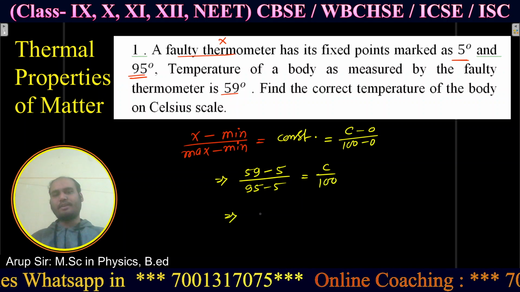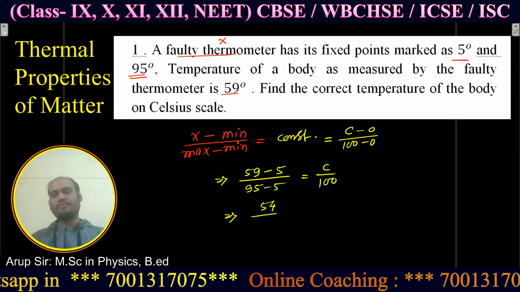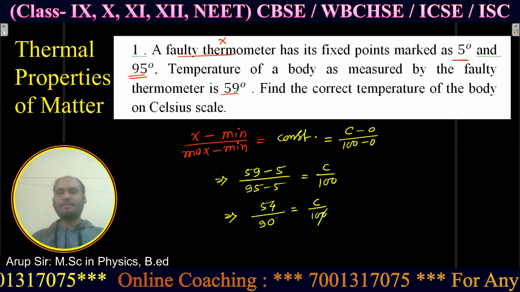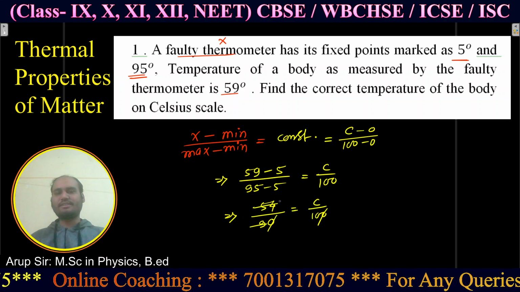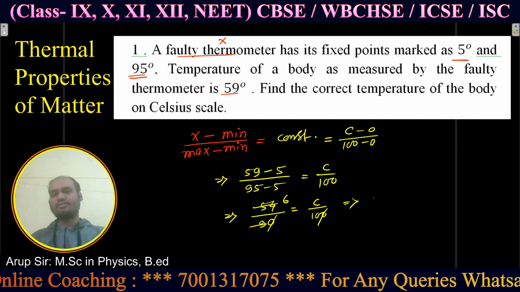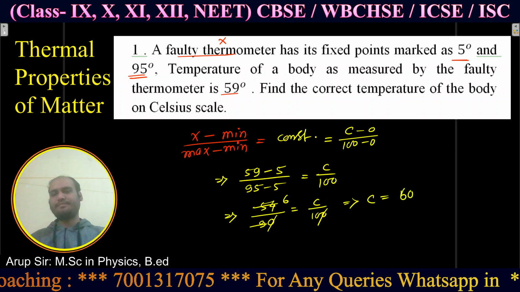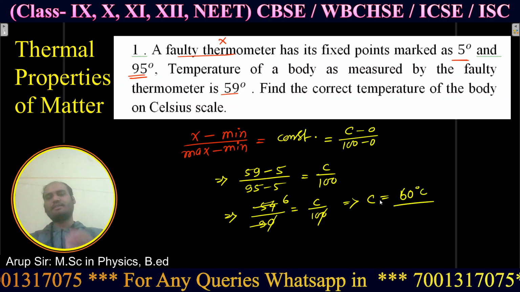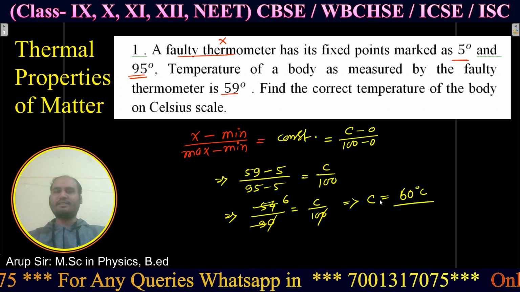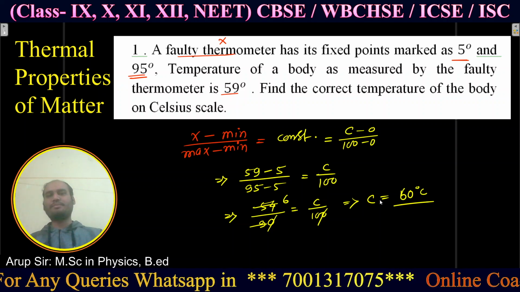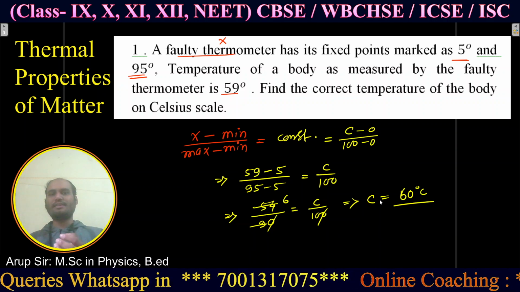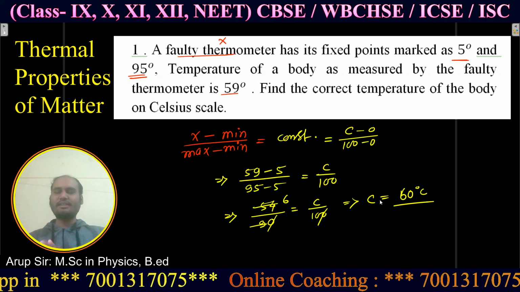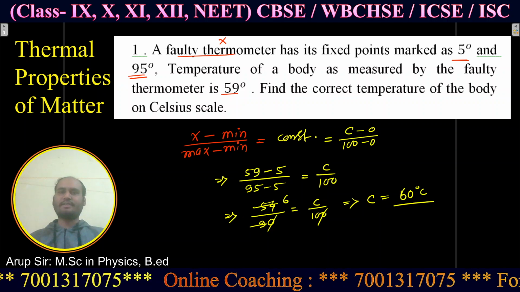Now if you simplify further, it will give you 54 divided by 90 is equal to C by 100. Now after cancelling the 0 and 9 sixes are 54, C will be equal to 60 degrees centigrade. So on the centigrade scale we will get 60 degrees centigrade. So whatever the temperature was in the faulty thermometer, that will be read by the Celsius scale as 60 degrees centigrade. This is the correct answer of this question.